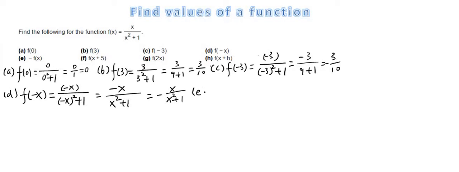Now E. For the E, we know it's minus f(x), and we know what f(x) is. f(x) is this guy. We just plug in the whole thing, and this one boils down to negative x over x squared plus 1.